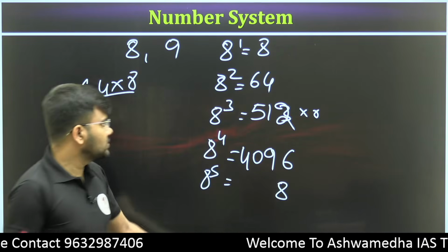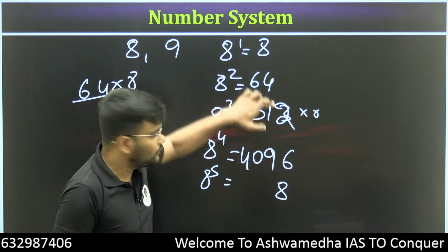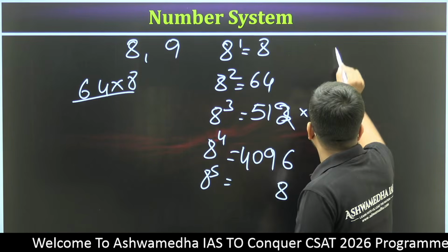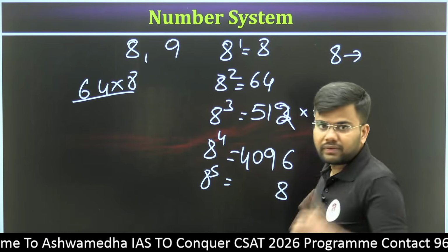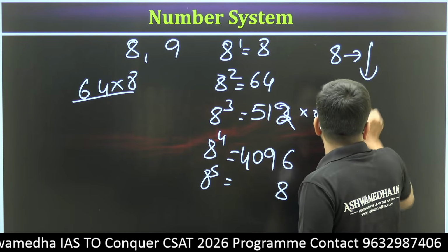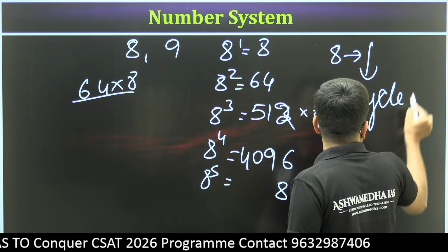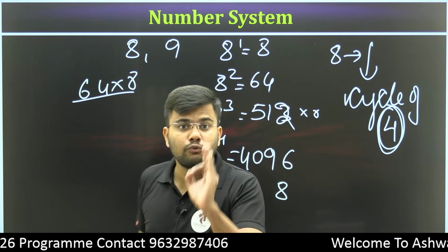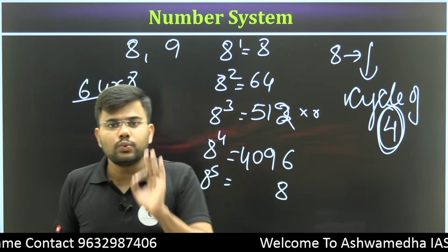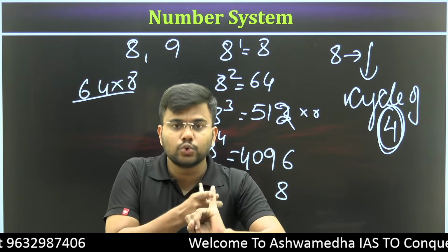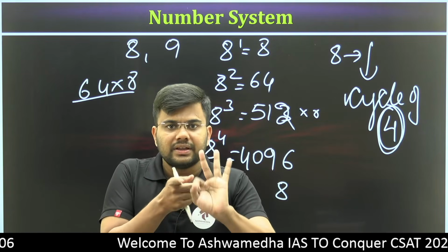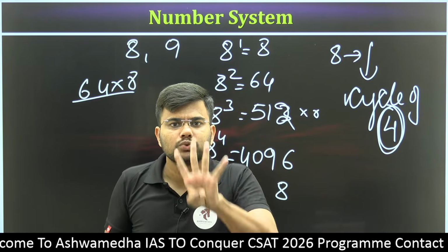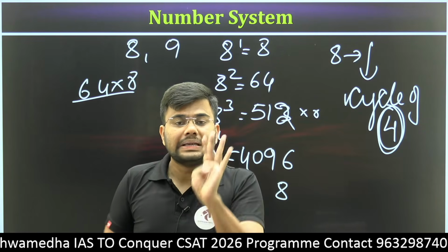Again it repeats such a cycle of 8, 4, 2, 6, 8, 4, 2, 6. That means 8 power 1, 8 power 2, 8 power 3, 8 power 4. The unit digit of 8 also repeats in a cycle of 4. If the digit in the units place is 2, 3, 7, 8, it repeats in a cycle of 4. For all these numbers, what you are supposed to do is multiply it.